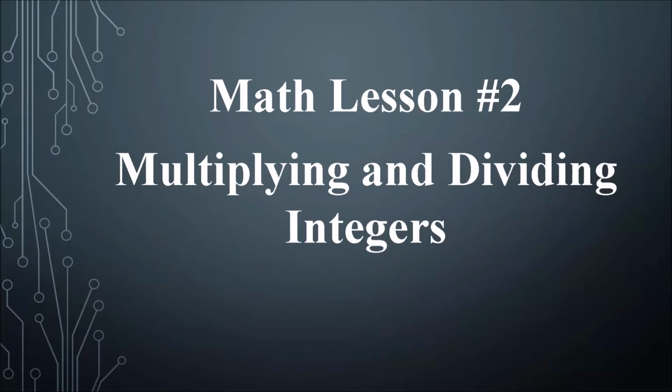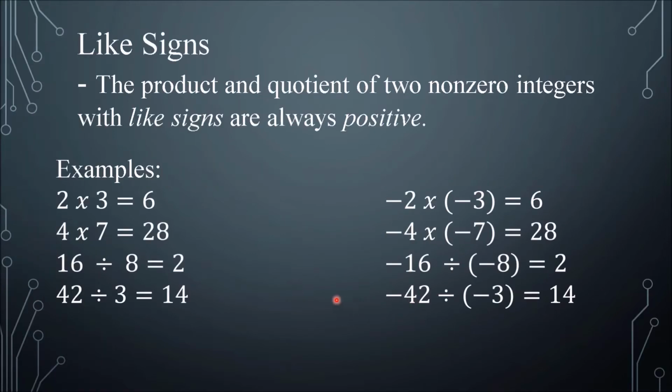Math lesson number 2. Multiplying and dividing integers. Let's have like signs. The product and quotient of two non-zero integers with like signs are always positive.